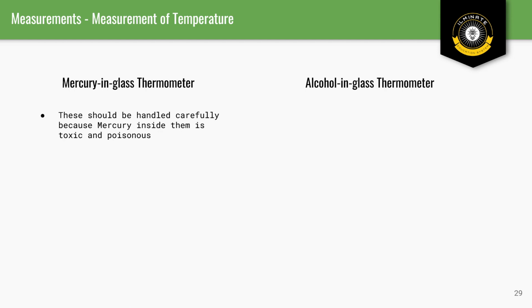These should be handled carefully, specifically the mercury in glass thermometers, because the mercury inside them is toxic and poisonous. So that's one of the precautions, that you should handle that carefully. Maybe use some gloves in case you spill the mercury, to prevent any corrosive effect. And alcohol in glass thermometers are easier to handle, because even if the thermometer breaks, the alcohol inside is not harmful, and you can just wash it away.